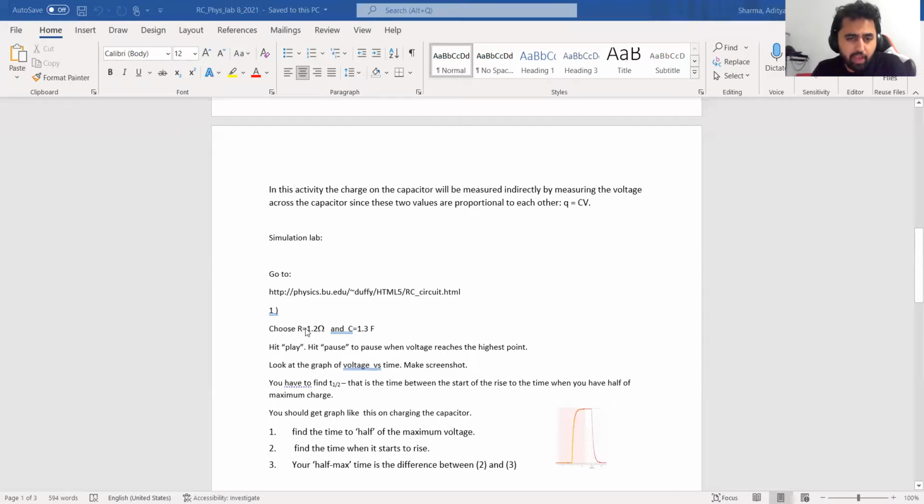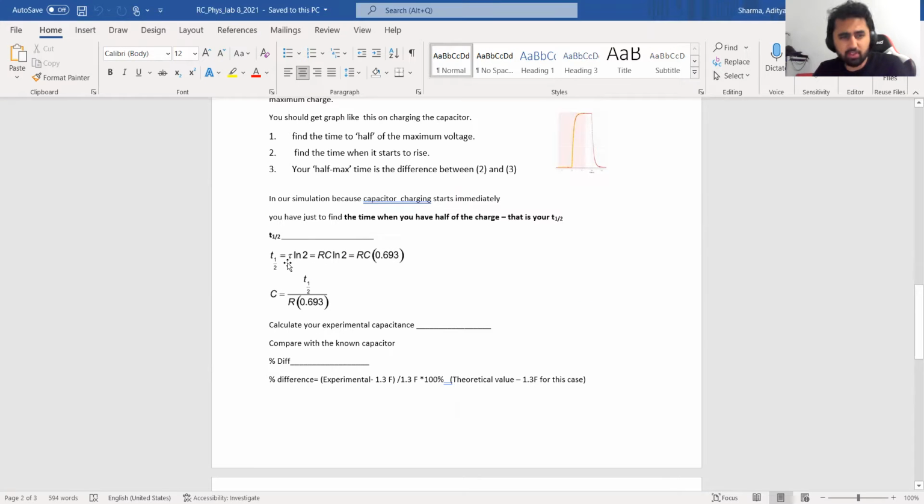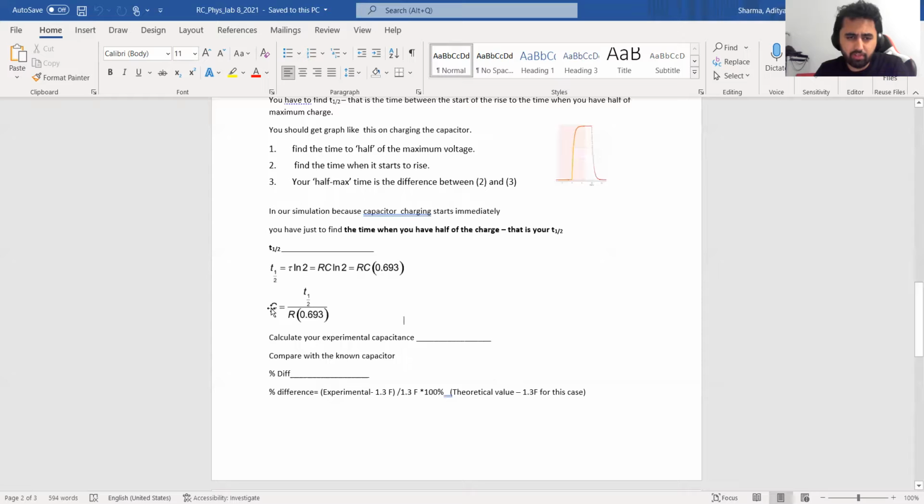And if you go back, you can see that they have given you values. So R should be this and C should be this. You put these values there, hit play, and you can pause anytime you want. You look at the plot and you find the t half. You write it here, and then you actually calculate the t half, so you get some t half, right? And you then find C. You have chosen some C. You just want to verify if this equation that we have really works or not. So you will get some experimental capacitance, and you will compare it with the known capacitor that you chose.